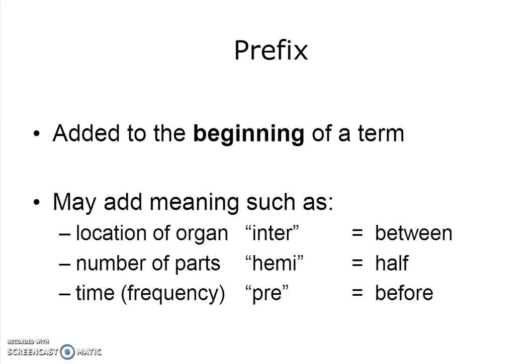A prefix is added to the beginning of a term. The prefix may provide additional meaning, such as the location of an organ, the number of parts, or the time or frequency. As an example for location of an organ, inter means between. As an example for number of parts, hemi means half. And an example for time or frequency, pre means before.